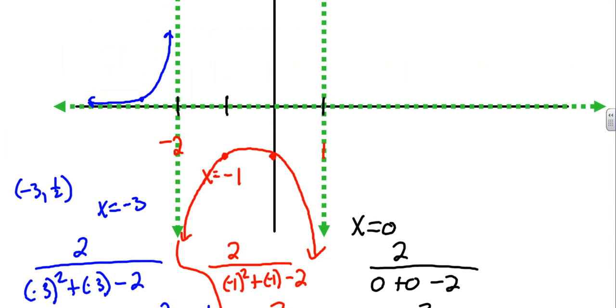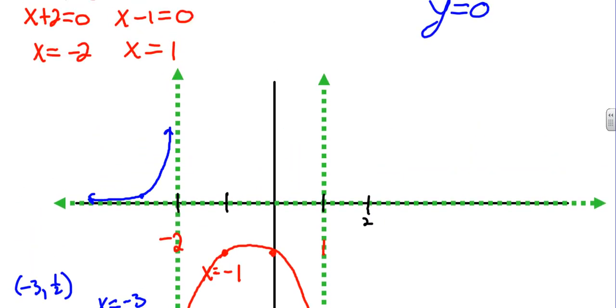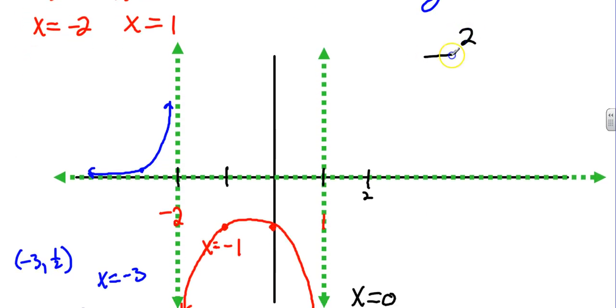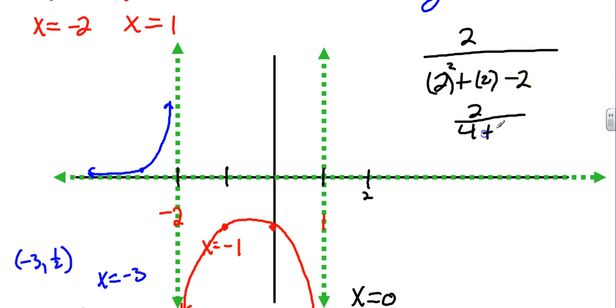And then one more point. We've got to go out past the 1 and see what happens at 2. So we've got 2 over 2 squared plus 2 minus 2. That's 2 over 4 plus 2 minus 2. Well, those are canceled, so that's 2 over 4, so that one's also at half. So that one will be just a little bit above the line, which means everything will be just a little bit above the line there.